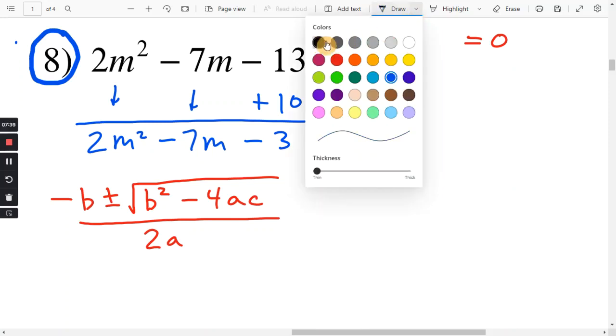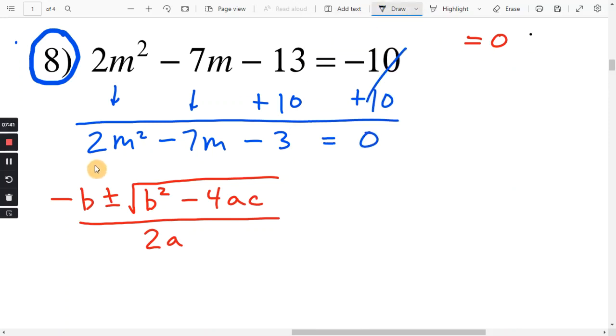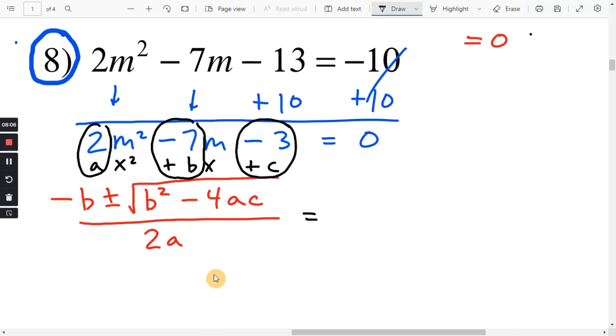All right, so this equation is in the form of ax squared plus bx plus c. All right, so we're going to use our formula. We can see that a is 2. We can see that b is negative 7, and we can see that c is negative 3.